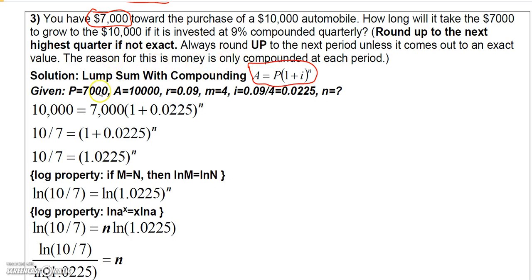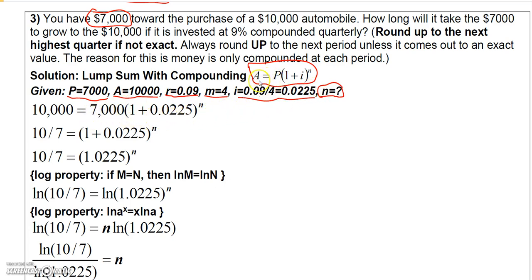So let's look at what we're given. We're given the principal is $7,000. We know the amount we want it to grow to is $10,000. We know our annual rate of return is 0.09. We know we're compounding quarterly, so M is 4. And then we know I would be 0.09 over 4, which is actually a terminating decimal, 0.0225. And we want to know the total number of quarters. So we want to solve for N. We want to know how many quarters it will take that 7,000 to grow to 10,000.